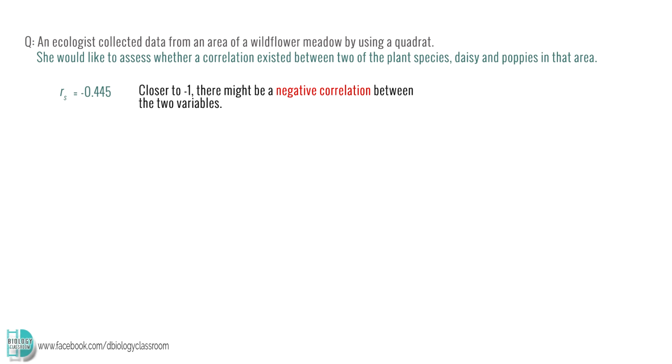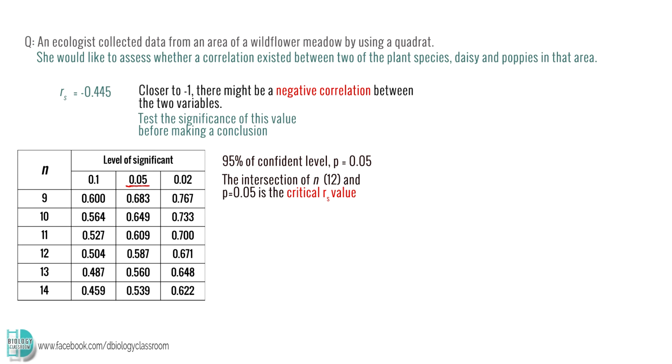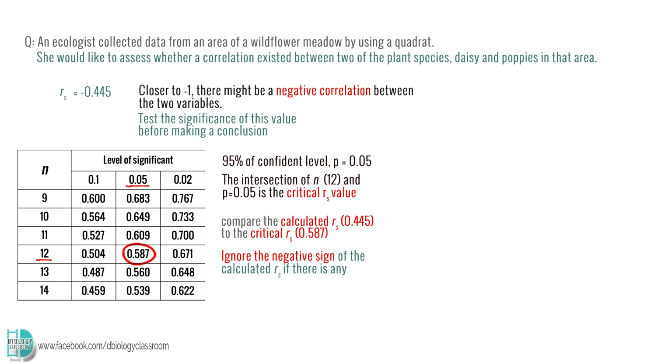However, in order to make a solid conclusion, we need to test the significance of this value. We will use the table of critical values of Spearman's rank correlation coefficient to do this. We usually use 95% confidence level in a biostatistical test, so we will be looking at P equals 0.05. The intersection of our N, 12 in this case, and P equals 0.05 is the critical rs value. Then, we will compare the calculated rs value to the critical rs value. Bear in mind that when interpreting the table of critical values, the sign of our rs value is ignored. We will only use the value without the negative sign.